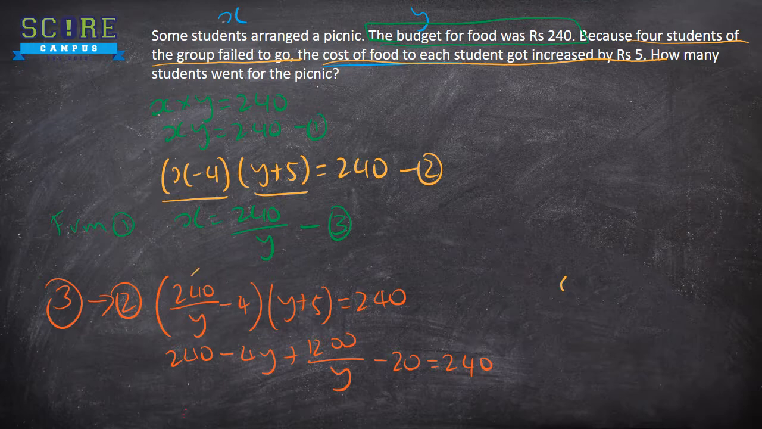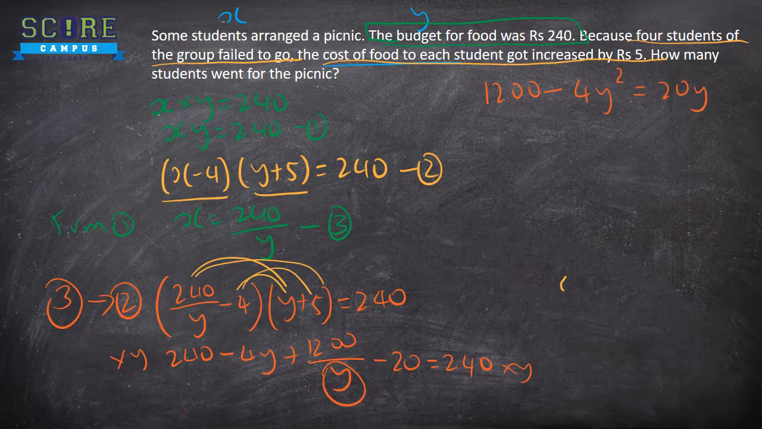How did I get this done? You should actually know this. I'm just doing the multiplication. You can do it however way you want, but basically you need to get the expansion to happen. So if I go on, I will get 1200. I multiply by y throughout, times y everywhere, because I don't like this y over here. So 1200 minus 4y square equals 20y, and then 4y square plus 20y minus 1200 equals 0.